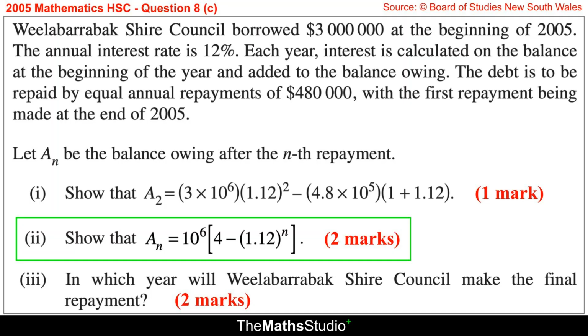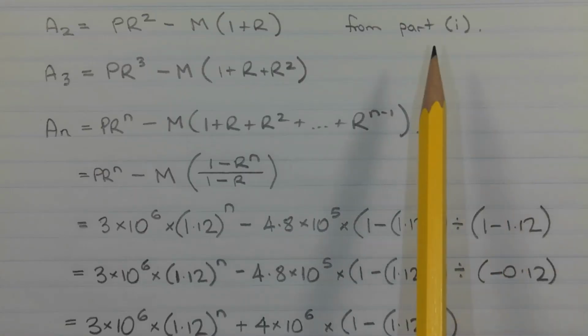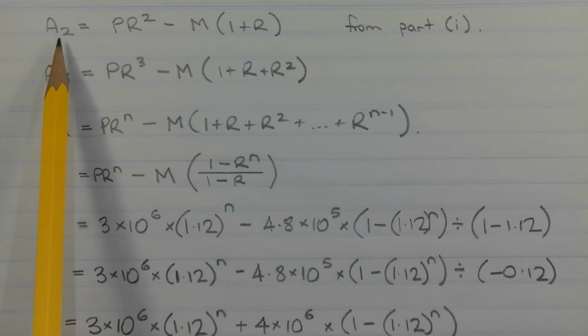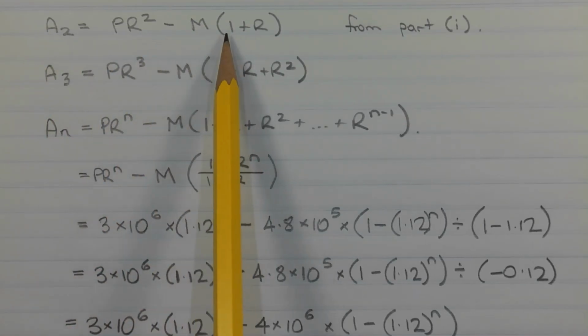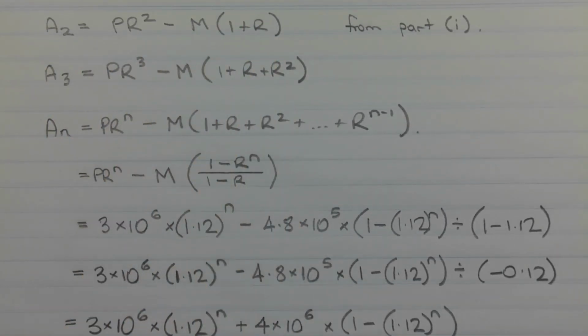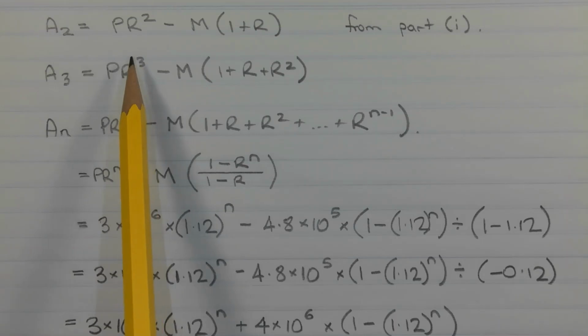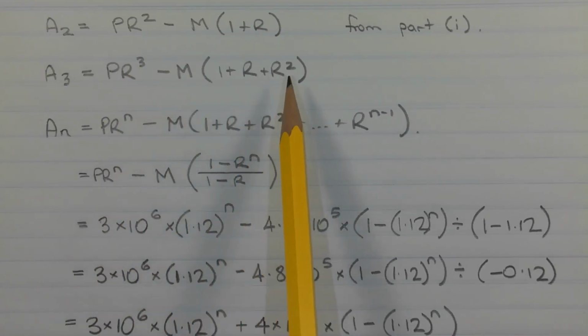Part 2. Show that AN equals 10 to the power of 6 times (4 minus 1.12 to the power of n). From part 1, the amount owing at the end of the second year, A2, is equal to PR squared minus M times (1 plus R). Continuing the pattern for A3, the amount owing at the end of the third year, we have A3 is equal to PR cubed minus M times (1 plus R plus R squared).